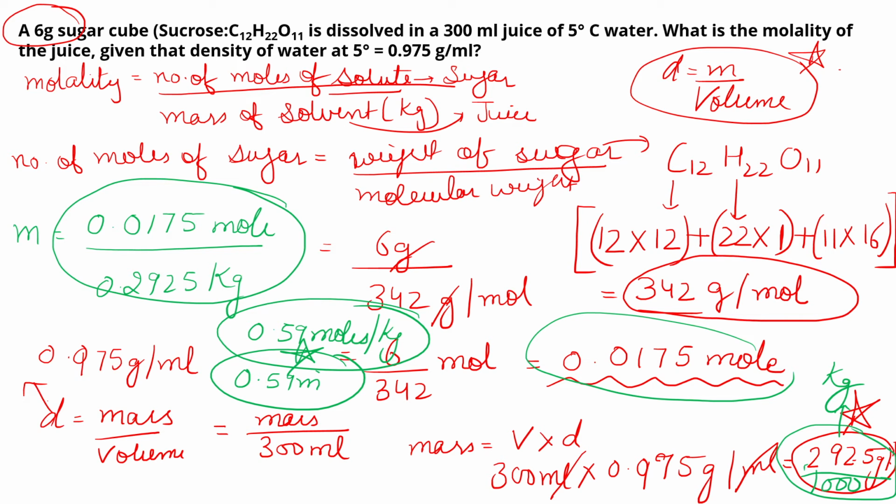Please check your answer with mine. The answer is 0.59 molal. It is molal, not molar. It is the molality. Pay attention to this particular question. Here we have used a density formula to calculate the mass of the solvent. Let us move to the next question.